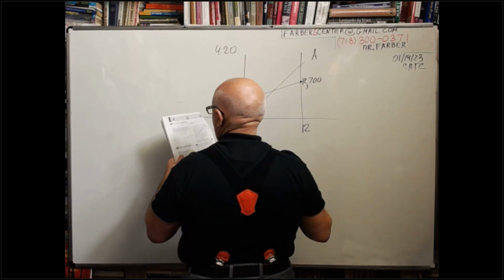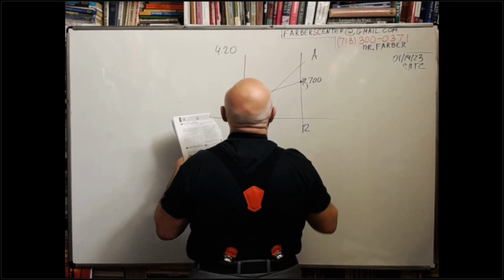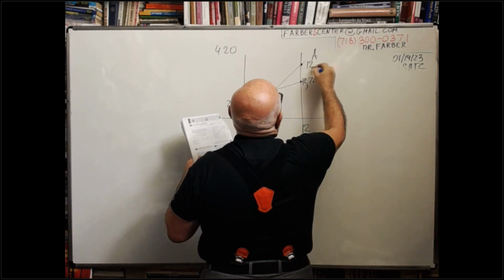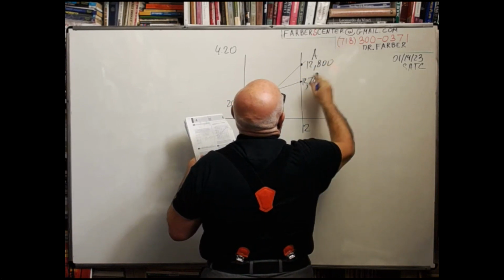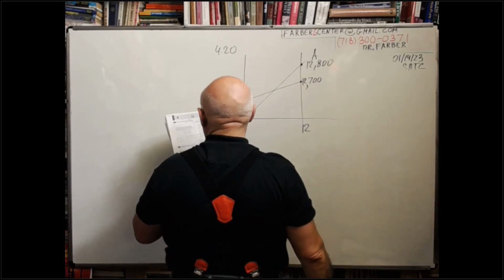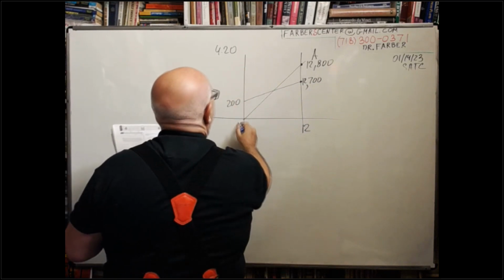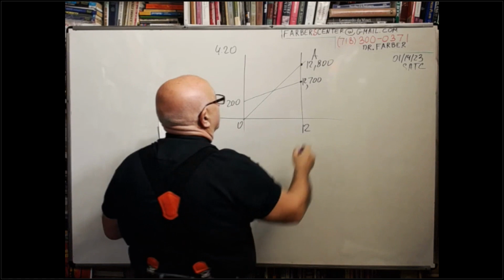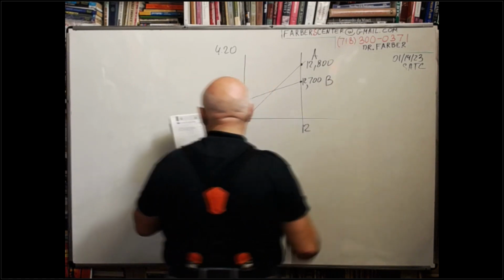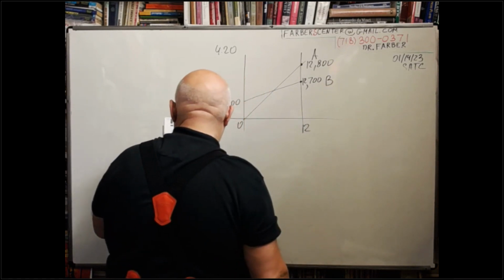And this is 12,800. I look to this graph. And what else? And this is U. And this is B. And the question is 20.